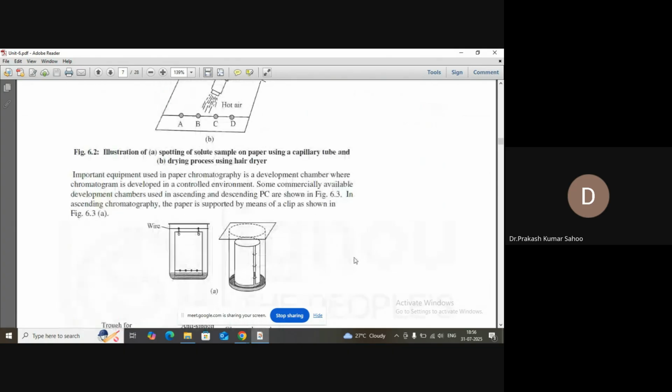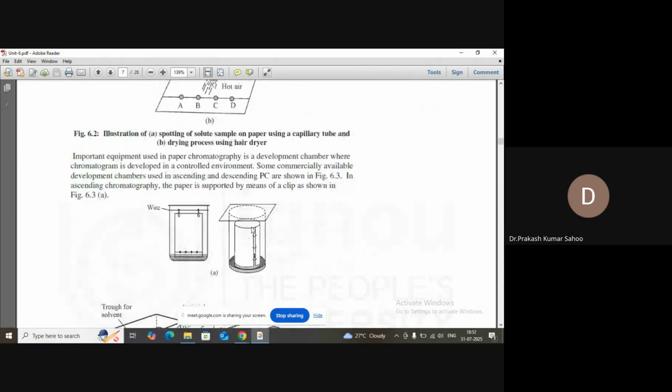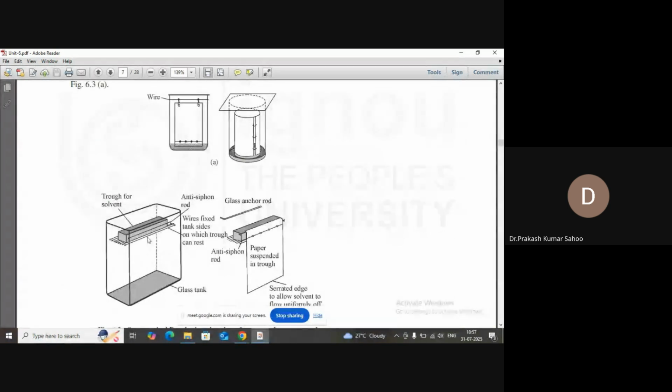Then after drying, it is put inside a small beaker, which is known as the chromatogram chamber, and a watch glass is used to cover it. That beaker contains your chosen solvent, and that solvent acts as the mobile phase, and the paper with your sample on the reference line is treated as the stationary phase. So this is the chamber we have, known as the chromatogram.